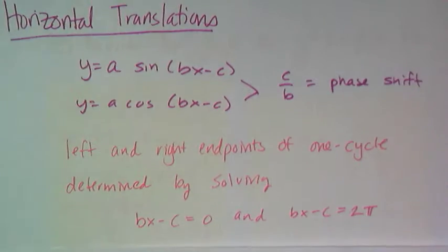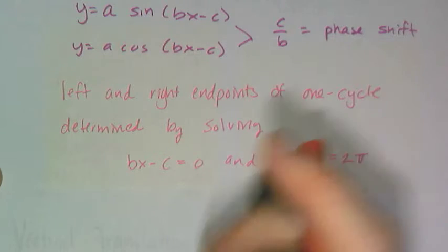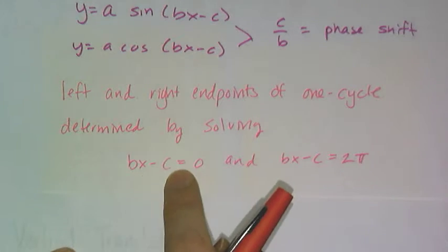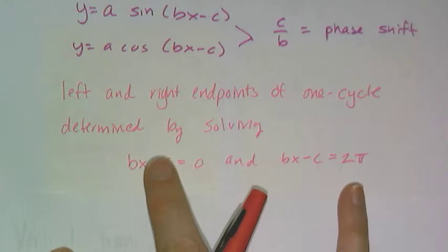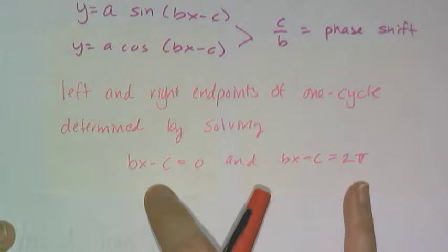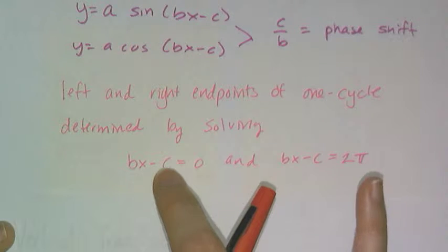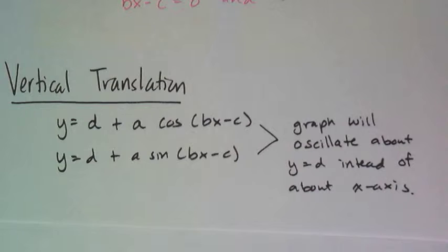And where I get that, I can figure out the left and right endpoints of a cycle by determining bx minus c equals 0 and bx minus c equals 2 pi, because those are the two endpoints of my standard interval for sine and cosine in terms of the period. So if I solve for this, I can figure out how it's going to shift. Now the final thing, and the easiest of them, is the vertical translation.